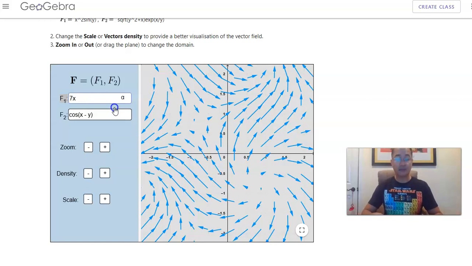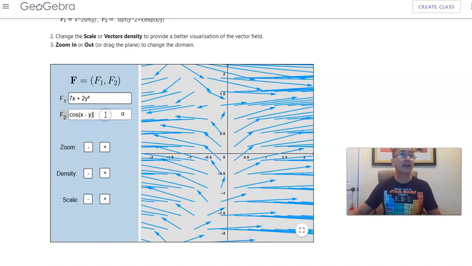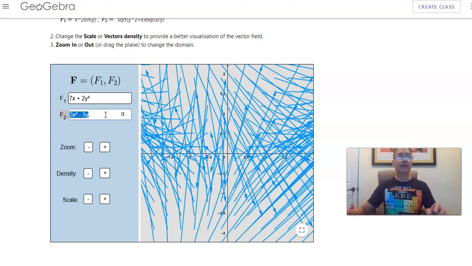How about 7x plus 2y? Can we do a square? Yeah, let's try that. And oh, look at that. And how about 3x squared minus 5y? Ooh, boom. Oh my goodness.